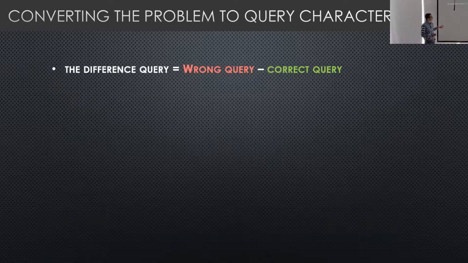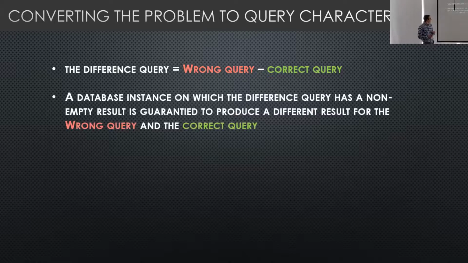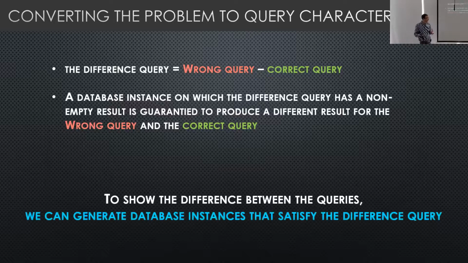So now I want to convert the use case that we've just seen to a more general problem of query characterization. Let's consider the difference query, which is just the wrong query minus the correct query. Notice that any database instance that has a non-empty result for the difference query is guaranteed to have a different result for the correct query and the wrong query. So what we want to do is generate database instances that satisfy the difference query.